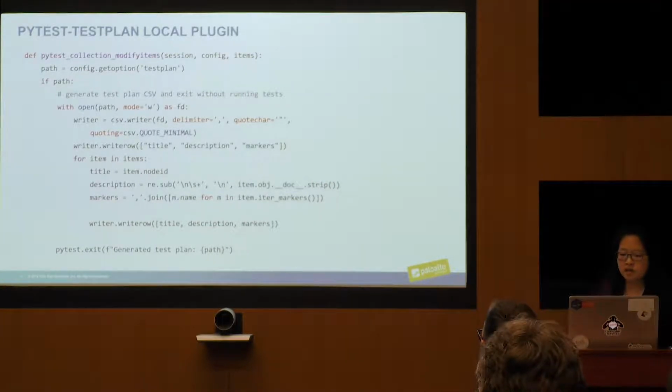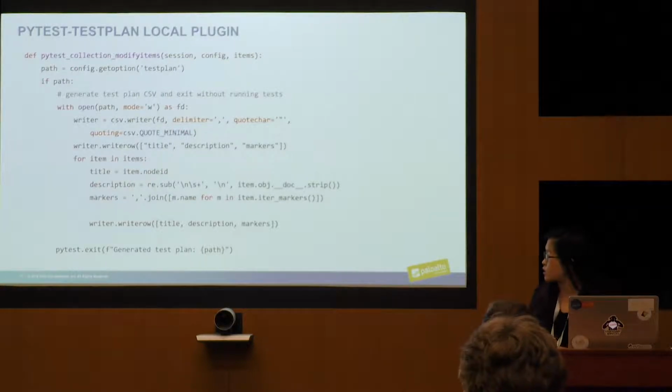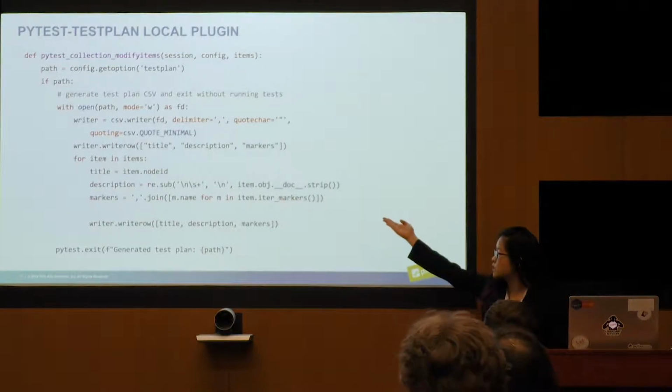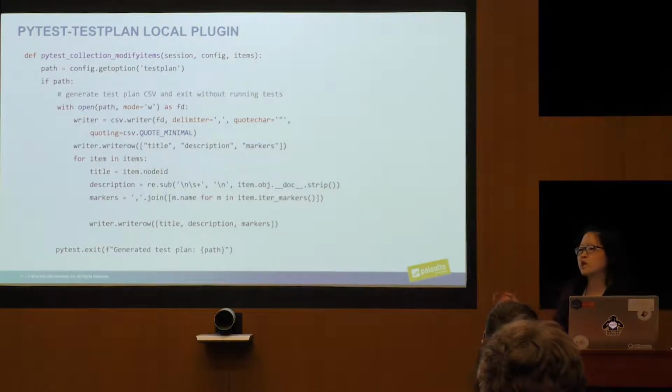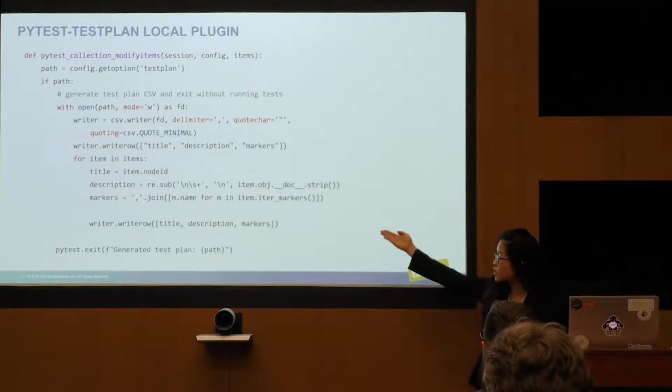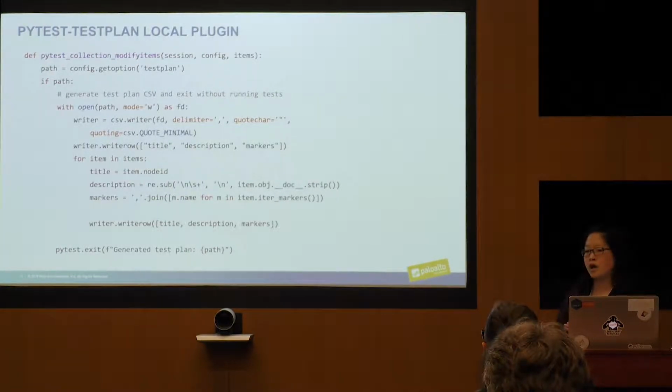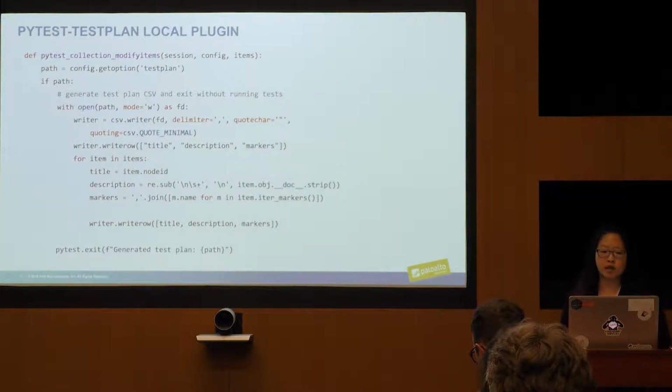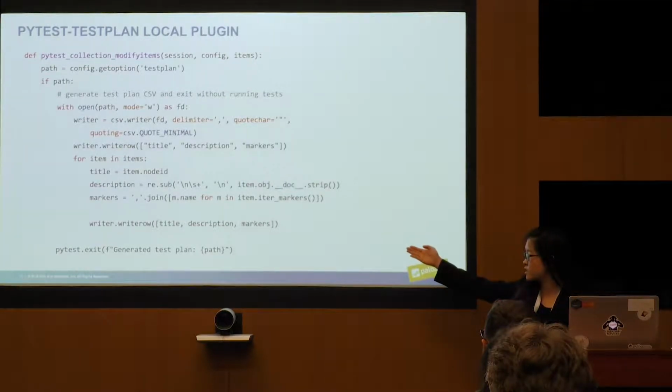And so from there you can get the test title and the description, in which I strip out some of the whitespace because the docstring has all the indentation in it. So when I generate the CSV report, I didn't want all the indentation included in that. And then I created a string with all the marker names separated by a comma. And then finally, I write this out to the CSV file and then just exit.